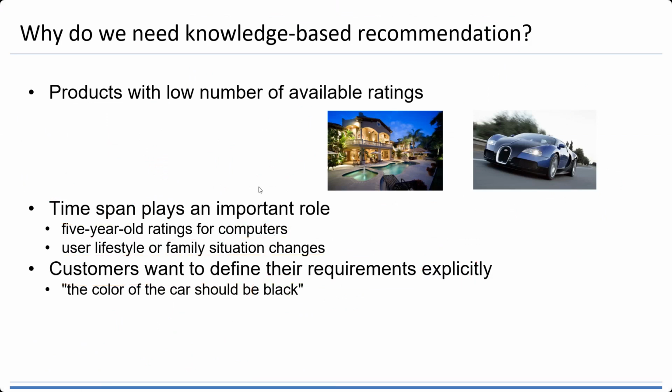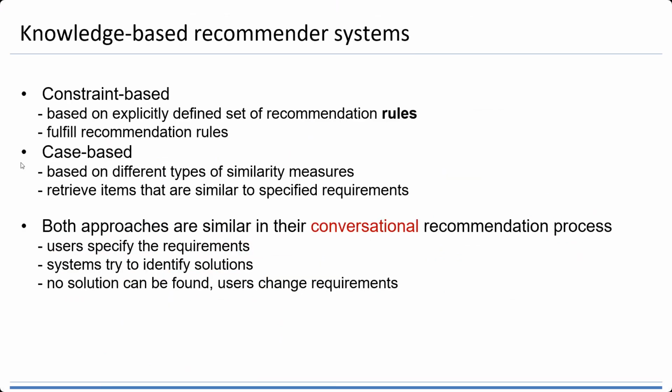Based on this reason, the recommender system provides the knowledge-based recommender system. They have two concepts. The first is constraint-based. Constraint-based means it is based on an explicitly defined set of recommendation rules. So we have rules, and we try to fulfill the recommendation rules. Fulfill means we try to satisfy the recommendation rules.